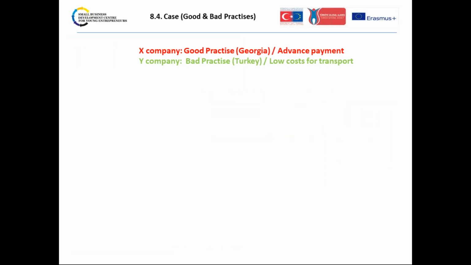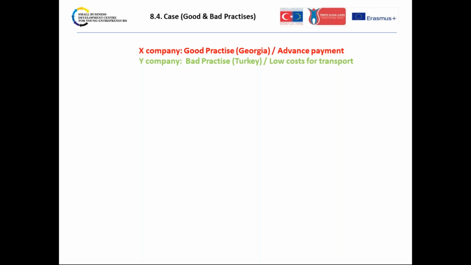Finally, I just want to give you some short cases. The first case of our good practice is coming from Turkey and Georgia. Mr. Georgi is a Georgian plastic scraps exporter. Due to his sector dynamics, he needs to collect these bottles with advance payment in his territory, but because of lack of capital, he sometimes got some problems during that collection phase.